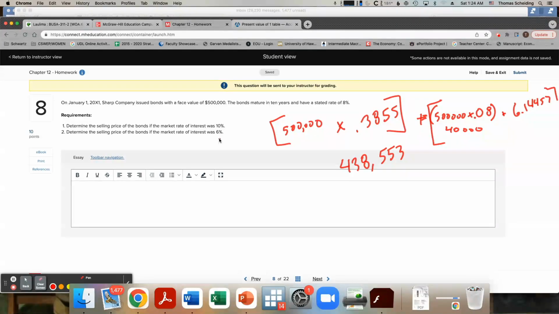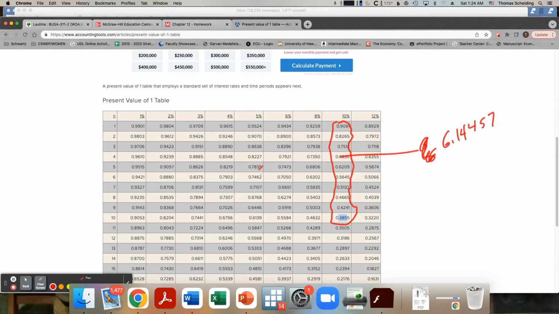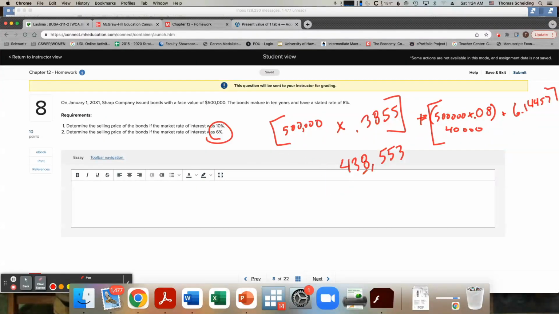Now, it's asking you to do it for 6%. So the only thing that is going to change here is that at 6%, it's times 0.5584. So now it would be your $500,000 bond times that amount, plus your $40,000 in interest payments, and then you're going to need to sum up all these. I'm not going to do that for you. Again, just type in present value table, and you'll get something on the web, or it might even be printed somewhere in the book. I'll let you do that work for fun.